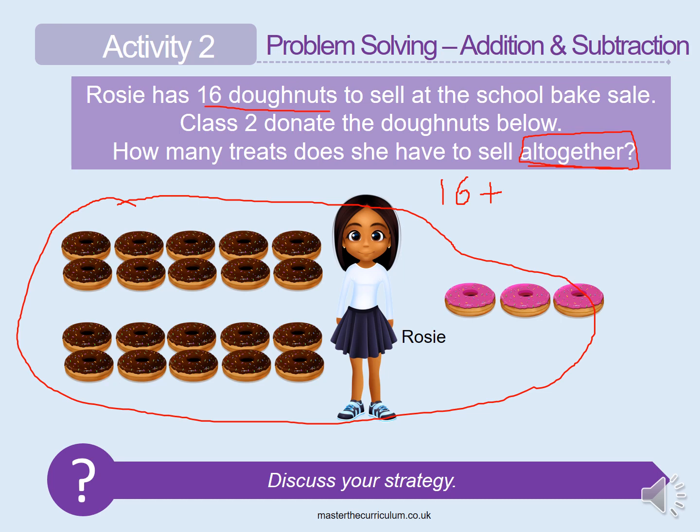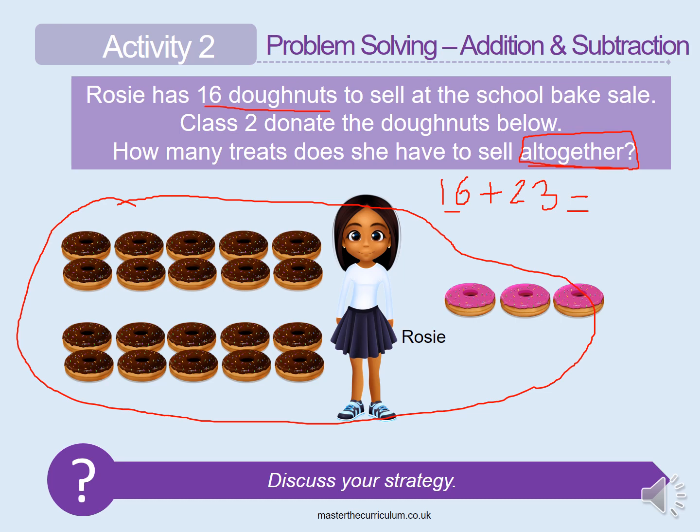So we need to add these donuts to our total of 16 already. So we're going to count how many donuts there are. So let's count in twos. 2, 4, 6, 8, 10, 12, 14, 16, 18, 20, 21, 22, 23. So class 2 donated 23 donuts.